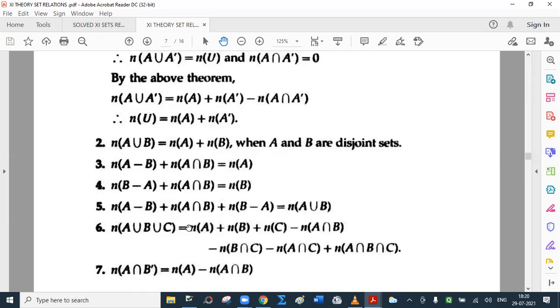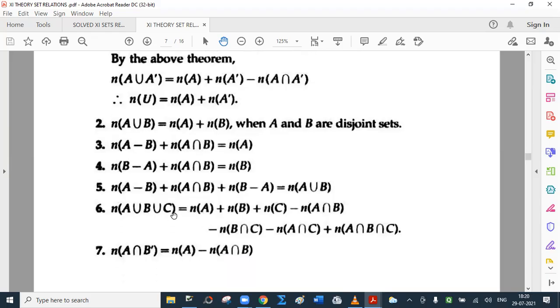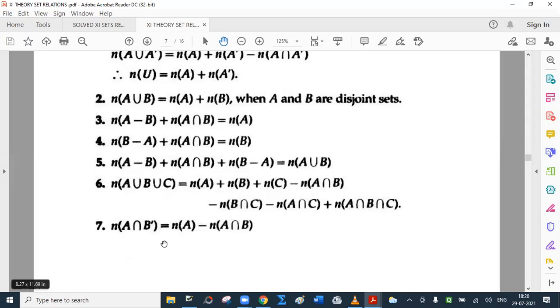But result number 6 is very important. It is for three sets. n of A union B union C is n of A plus n of B plus n of C minus n of A intersection B minus n of B intersection C minus n of A intersection C plus n of A intersection B intersection C. But if the sets are disjoint, then n of A union B union C is simply n of A plus n of B plus n of C. That's it.